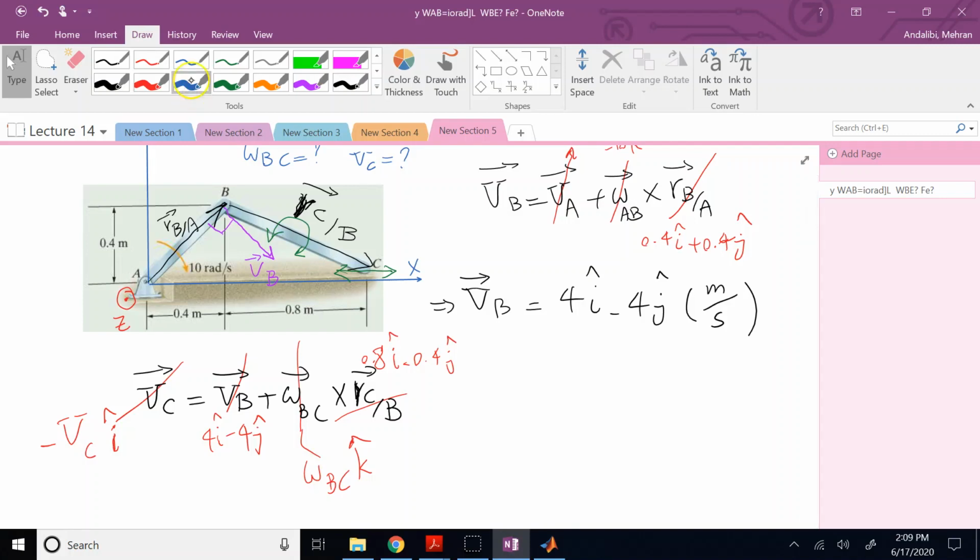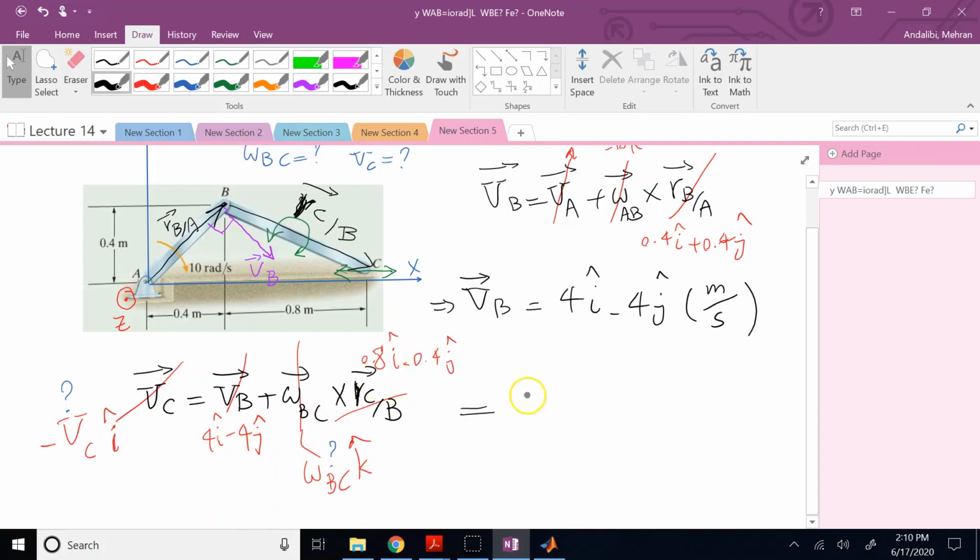So now, this is my equation. I have two unknowns in this equation, VC and omega BC. Both of them are unknown. Well, can I solve for both unknowns from one equation? No, but the problem is this is not one equation. This is actually two, because this is a vector equation, right? And a vector equation is valid when the I components of the left and right are equal and the J components are equal.